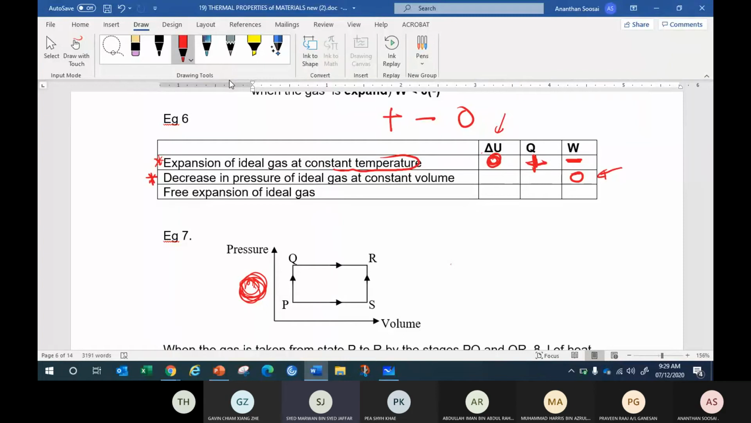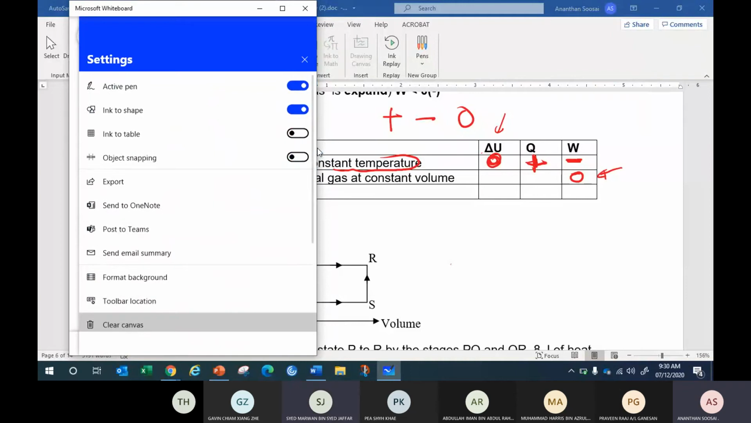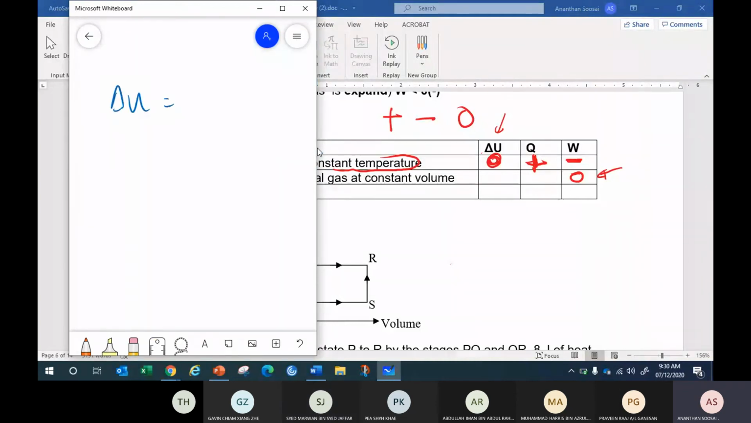Next, decrease in pressure of ideal gas at constant volume. We are clueless whether heat has been supplied or removed. So Q should be the last to find out. So now you need to use internal energy, the change of U. How to find the change of U? With the temperature of this ideal gas. Because it's an ideal gas, the internal energy only depends on EK, which is proportional to temperature.